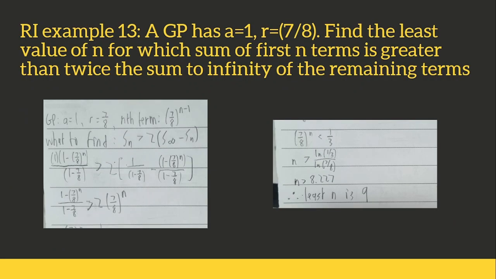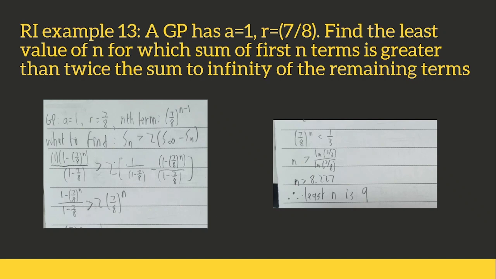So an example is this. A GP has first term 1 and ratio of 7 over 8. Find the least value of n for which the sum of the first n terms is greater than twice the sum of the remaining terms. If we put everything down, our GP will have a equals 1, r equals 7 over 8, and the nth term will be 1 times 7 over 8 to the power of n minus 1. What the question asks us is to find Sn greater than twice of the sum to infinity minus Sn.